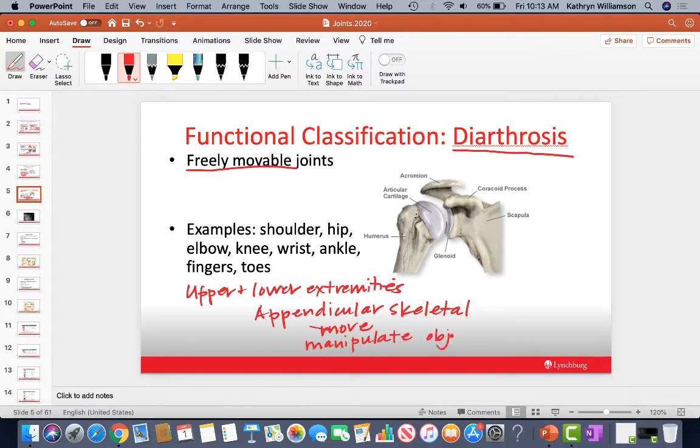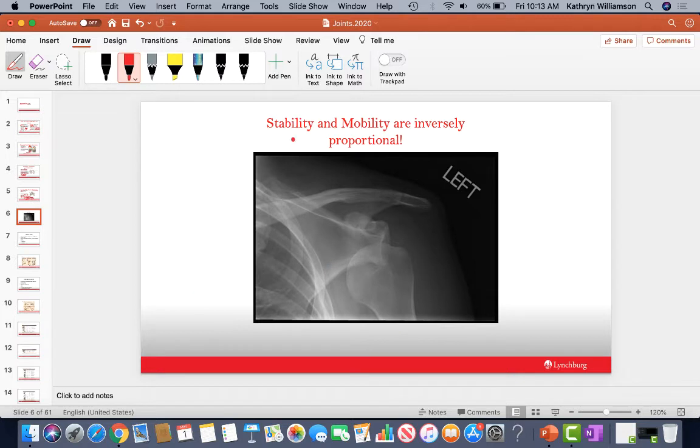You need to be able to pick up your coffee cup. You need to be able to walk into the kitchen, that sort of thing. So if you look at the joints here: shoulder, hip, elbow, knee, wrist, ankle, fingers and toes, all of those are going to be freely movable joints. And so we do have this relationship here where stability and mobility are inversely proportional.